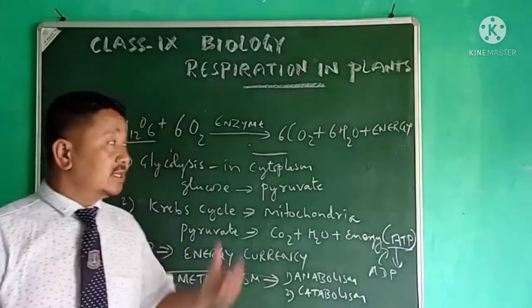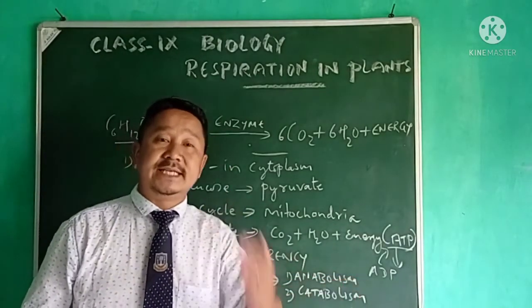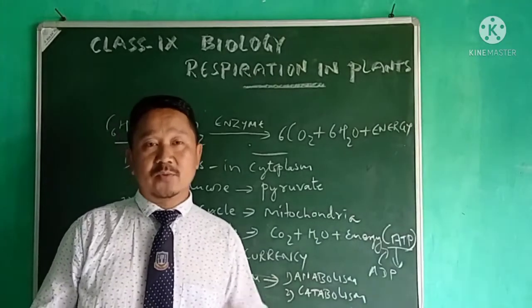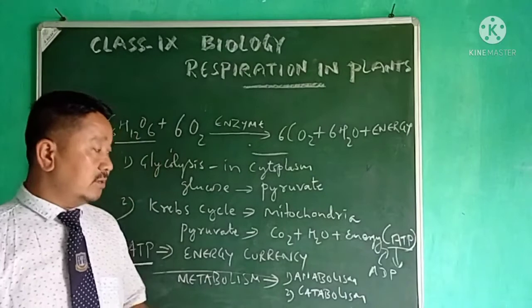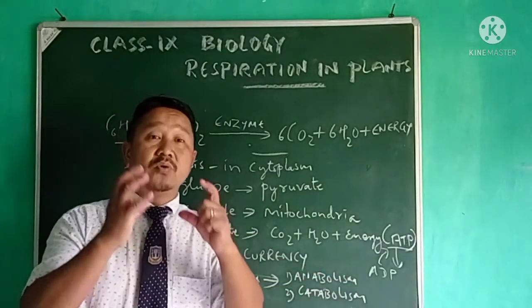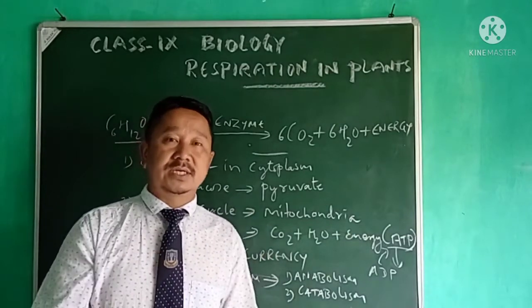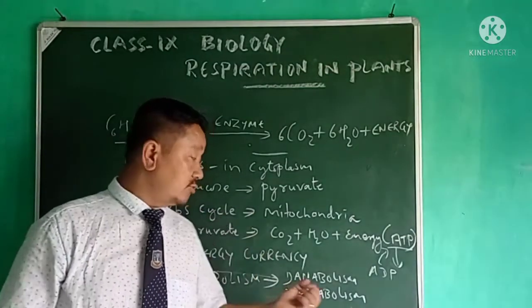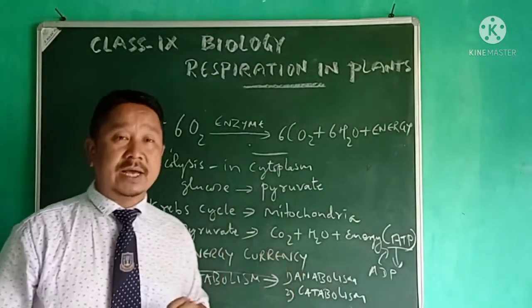As far as the plant is concerned, photosynthesis is an example of anabolism, during which food is constructed. Something is constructed here. What is constructed? Glucose is constructed. That's why it comes under this category. Photosynthesis comes under anabolism.